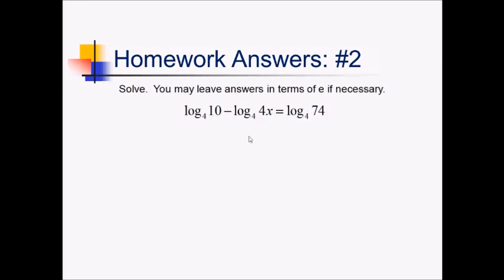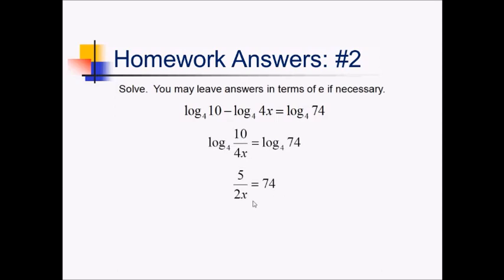For this problem, I have a whole bunch of logs that I'm eventually going to need to get rid of. Let's start by merging the logs on the left side. Since we have subtraction of logs means dividing the things inside. So this is going to be log base 4 of 10 over 4x equals log base 4 of 74. Next, I'm going to reduce this to 5 over 2x. And since I have the same log on each side, I'm just going to cancel those logs out. So I can write 5 over 2x equals 74.